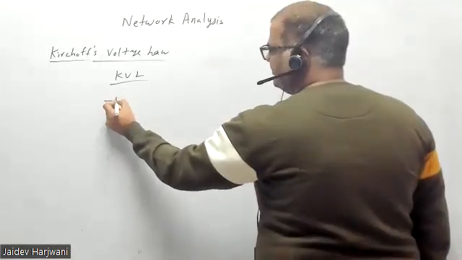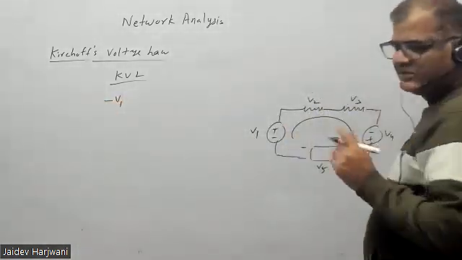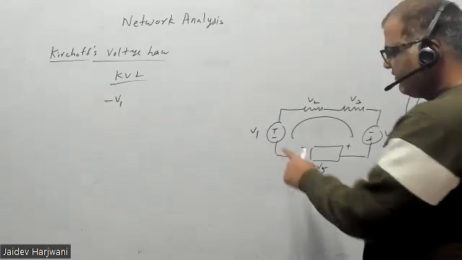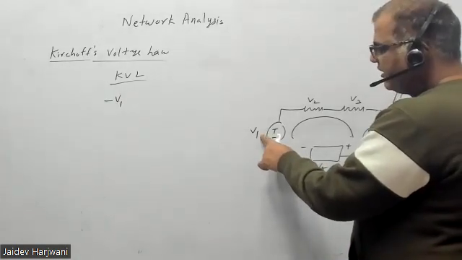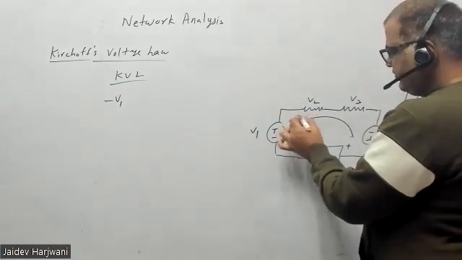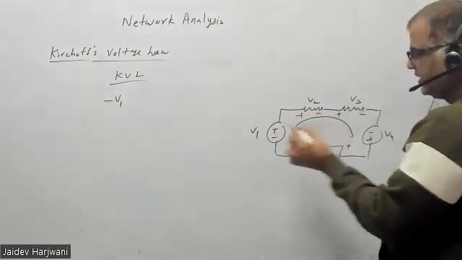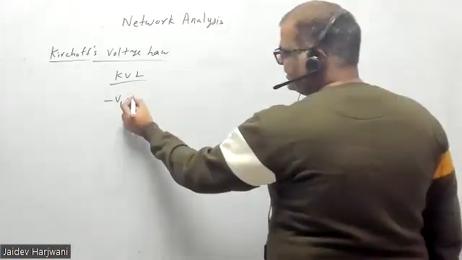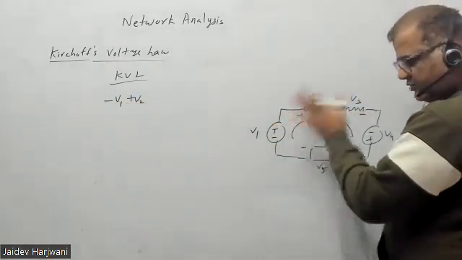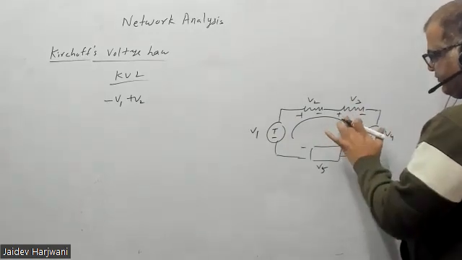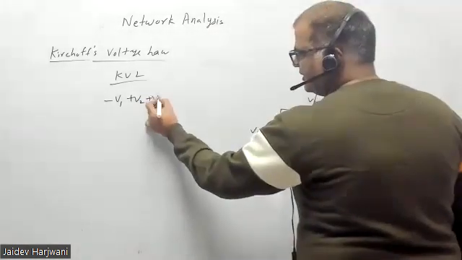This will be minus V1. Now you don't have to think anything. Whatever sign is there, you write with the sign. Put the sign and write the magnitude. Here it is plus minus, so plus is there; you write plus because it is a drop. Whatever sign is given in the question, you have to write that one.